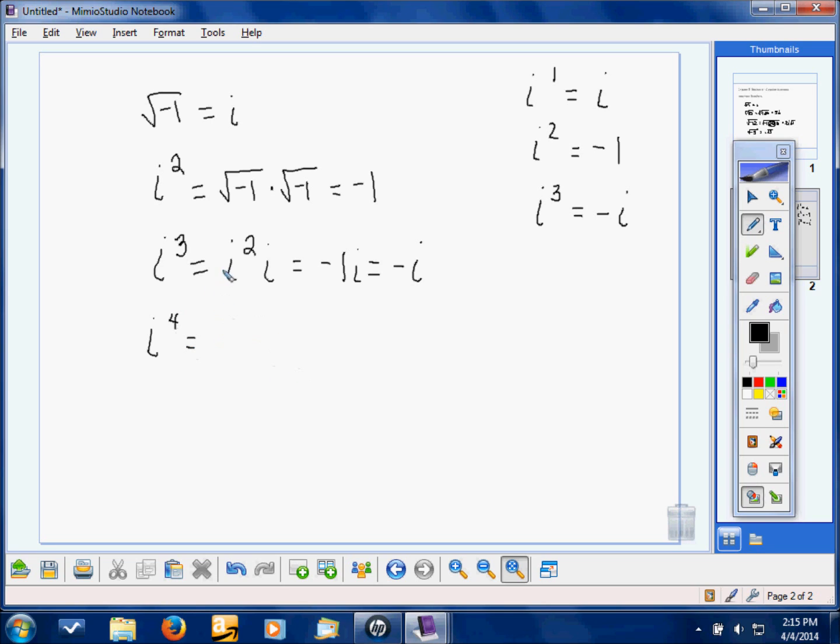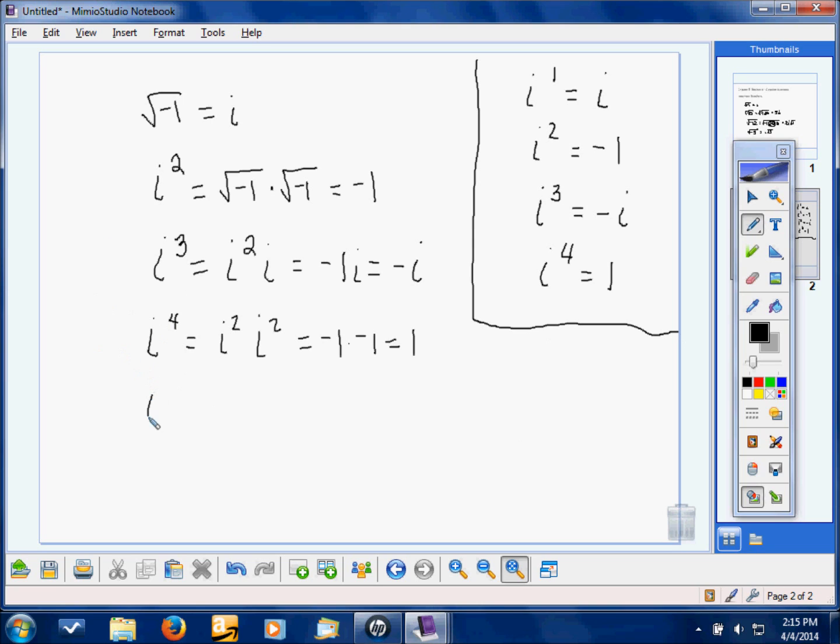I to the 4th is I squared times I squared, right? And how much is each I squared? Negative 1. So how much is negative 1 times negative 1? 1. Regular 1. So I to the 4th power comes out to be 1. Now this set of 4 actually repeats over and over and over again. This set of 4 is extremely important to you, and we'll see that they repeat.